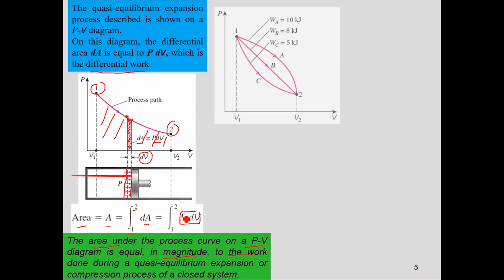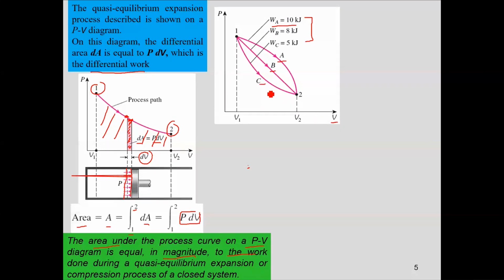So if I have these three process paths, let's say process paths A, B, and C, just by looking at it, I can say that the work done for A is the highest as compared to C. Why can I say that? Can anybody specify? Very good, the area under the curve. So the area under the curve for A is the highest. Therefore, the work done for A would be the highest on a pressure volume plot for a closed system.